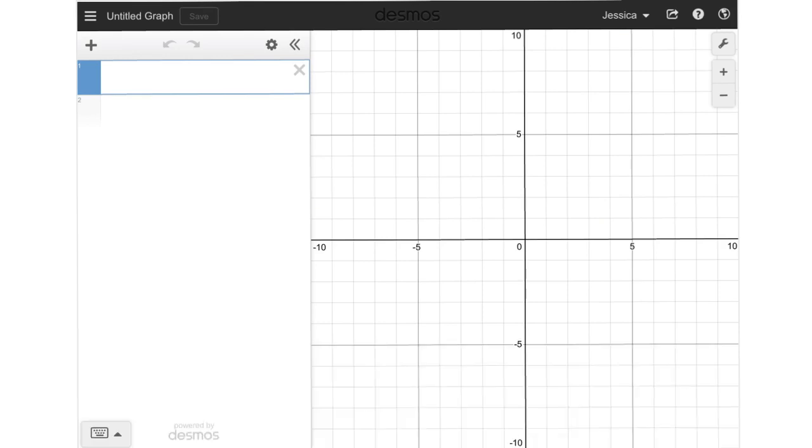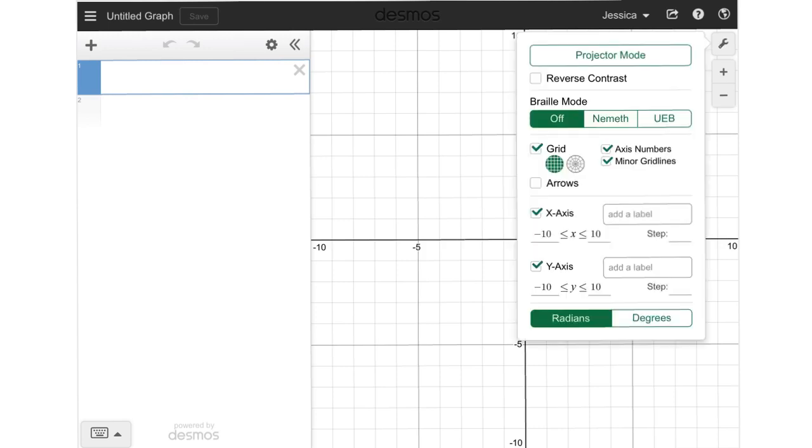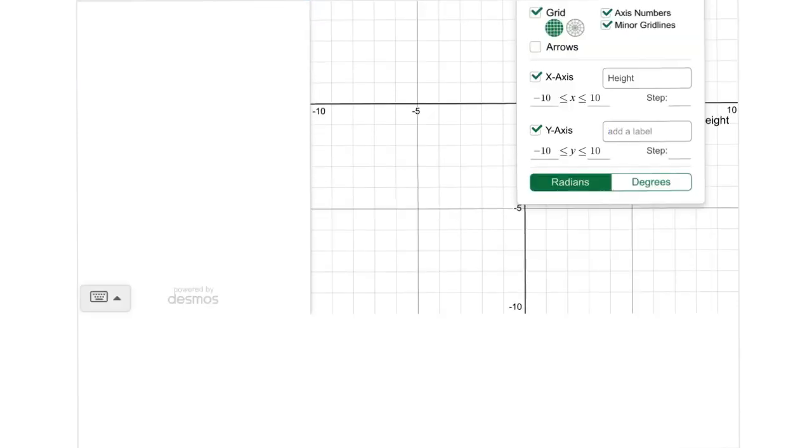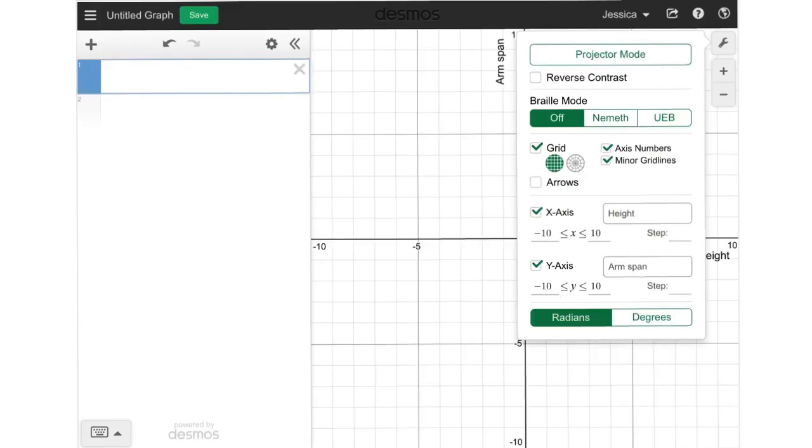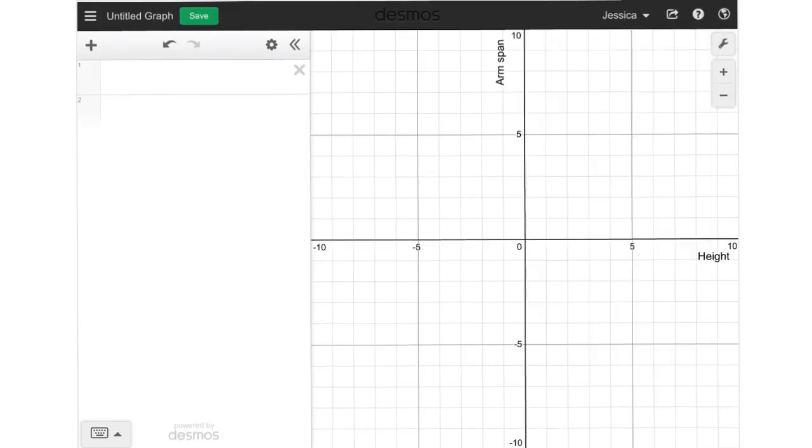Okay, the first thing we're going to do on Desmos is add some labels to our graph. So we're going to use the wrench tool right there. If you click on that, then on our x-axis we can add a label. That's going to be our height. And our y-axis is going to be our arm span. All right, so you've added those.